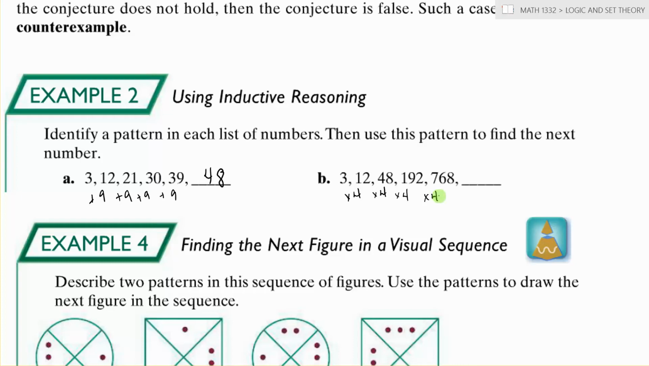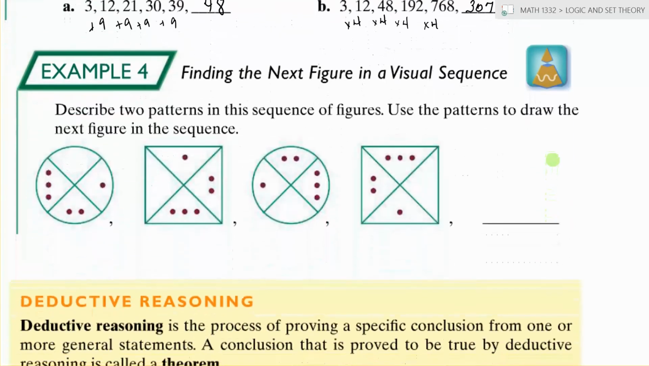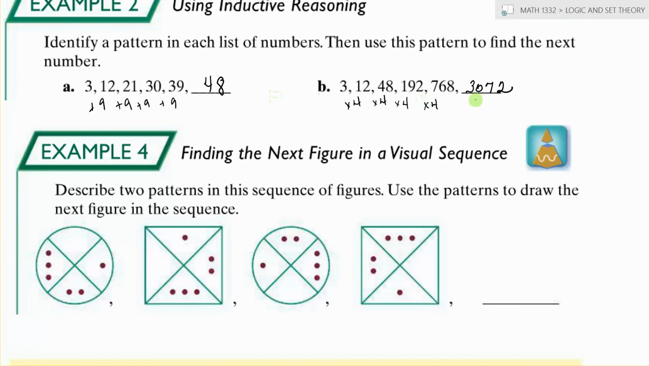So to figure out my next one, I will multiply 768 times 4, and I get 3,072. Once again, I went from the specific to a general conclusion. This one said each term is found by multiplying 4 times the previous term. All right, the sequence does not have to be numbers, it can be patterns. So if I am trying to predict the next drawing in this, well, I noticed right away that it is circle, square, circle, square. So I believe the next one will be circle.